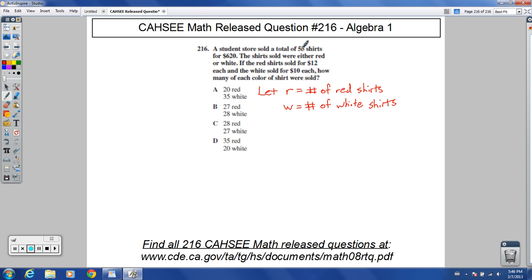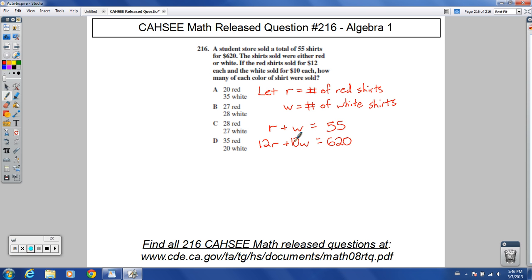Well, we've got a total of 55 shirts for $620. So however many red shirts I sold plus however many white shirts I sold, that better equal 55. So this is the number of red shirts plus the number of white shirts, should equal 55 total shirts. And then the money part, you've got each red shirt being $12, so 12 times R, and each white shirt $10, 10 times W, that better equal $620 total.